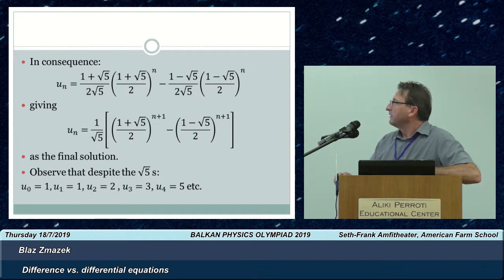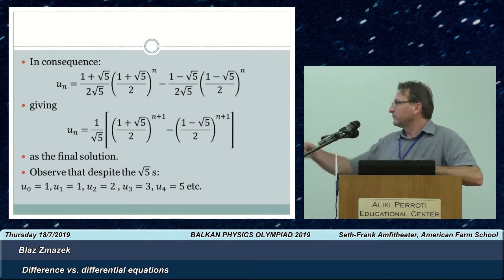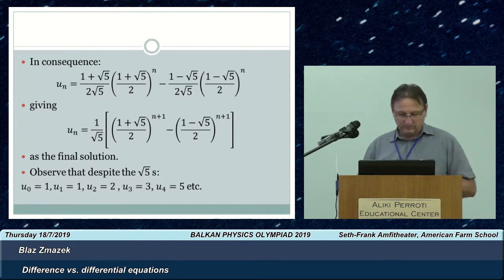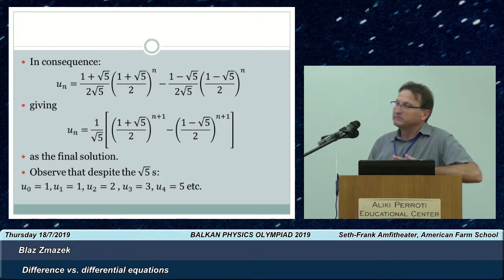So for each number n, this is an integer. We can observe that despite the square roots of 5, these are integers. So this is the most famous formula for difference equations, and maybe this method is very useful for you to remember.